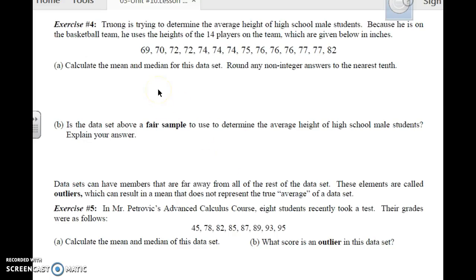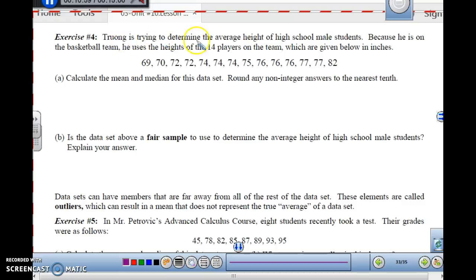All right, exercise 4. Trong is trying to determine the average height of a high school male student. Because he is on the basketball team, he uses the height of the 14 players in the team, which are given below in inches. Calculate the mean and median in this data set. Round any non-integer answers to the nearest tenth. Okay, so I want to know the mean, and I want to know the median.